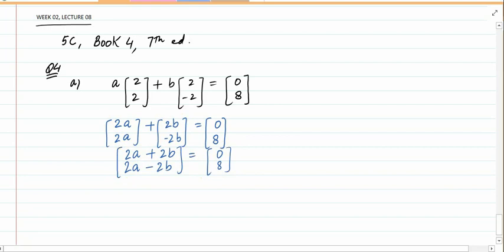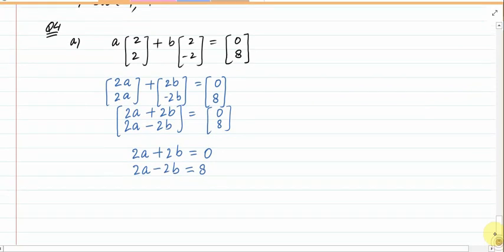At this point, we can apply the concept of how to equate matrices as we had discussed in last class. So on the left side, the matrix has an order of 2 rows, 1 column. On the right side, the order is same, right? So we can equate the matrices. It will be 2A plus 2B is equal to 0. 2A minus 2B is equal to 8.